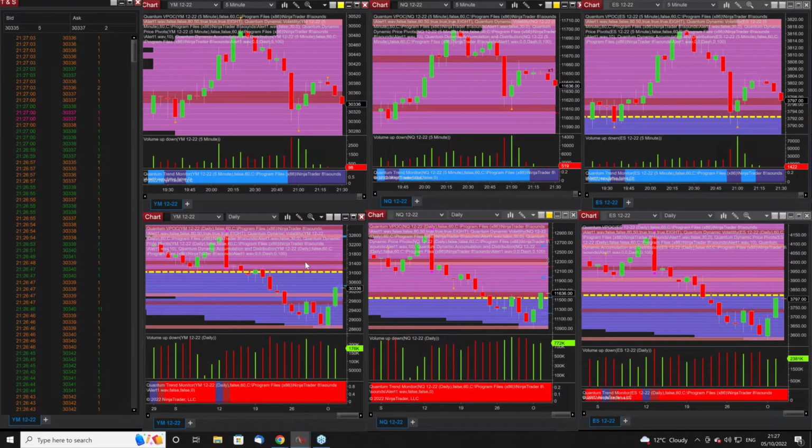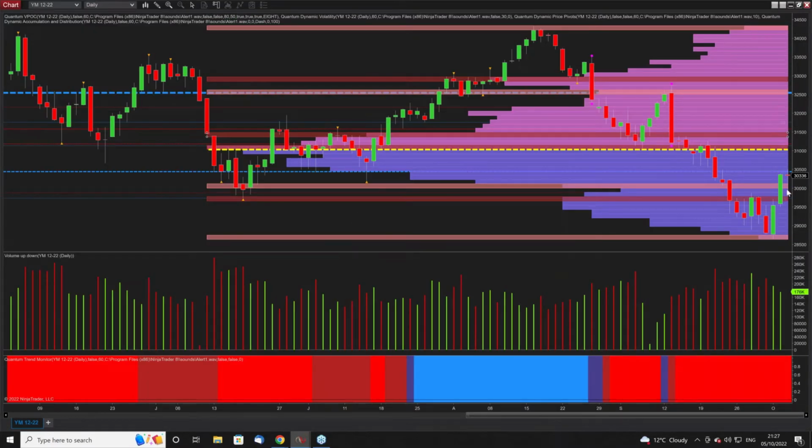In terms of the Dow, the YM, it's come up to a little bit of resistance here on the accumulation distribution indicator, which works in the same way as it does on TradingView. So it's got a little bit further to go. You might think, well, don't the indices all travel in the same direction?